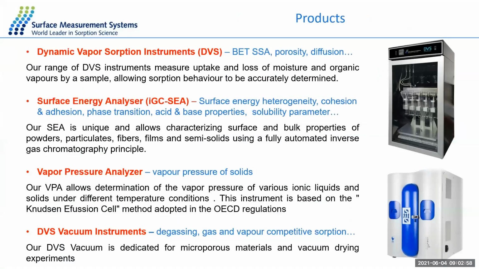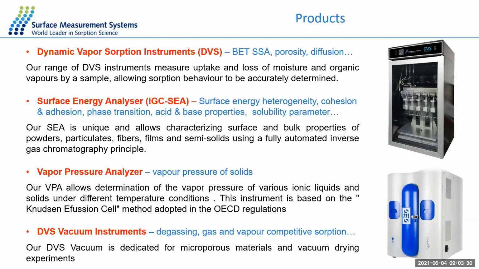Here's the list of our products. With our dynamic vapor sorption instrument, we can measure the mass change of the sample at different concentrations of moisture or organic vapor with a very high sensitivity balance, giving different shapes of the isotherm for the calculation of, for example, BET surface area, porosity, pore size distribution, diffusion, or the permeability in case of some thin film samples.